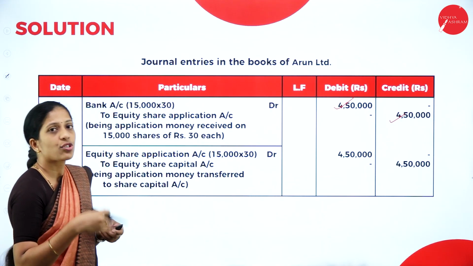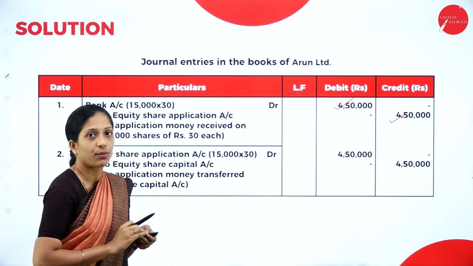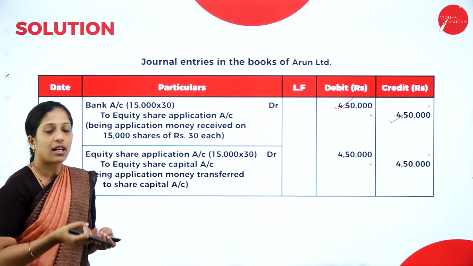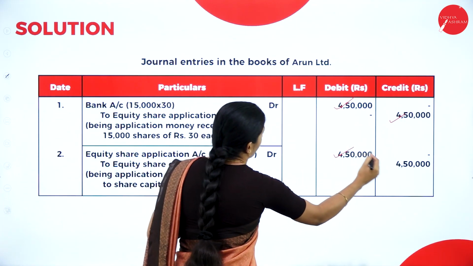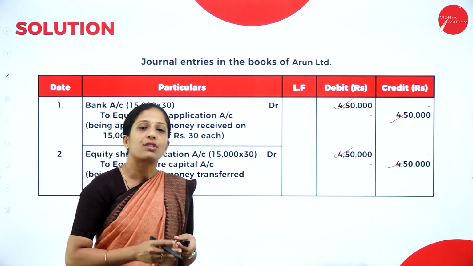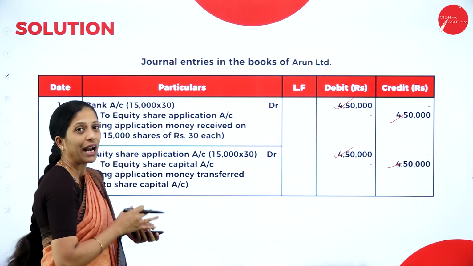Now, second entry is transfer entry. So, you are going to transfer your equity share application to equity share capital. So, what is the entry? Equity share application account debit to equity share capital account. So, with the same amount 4,50,000 and the narration will be being application money transferred to equity share capital account. So, hope you are clear with these 2 entries.